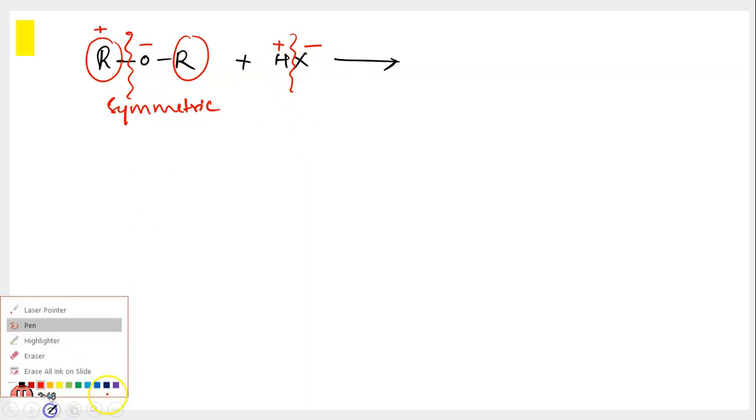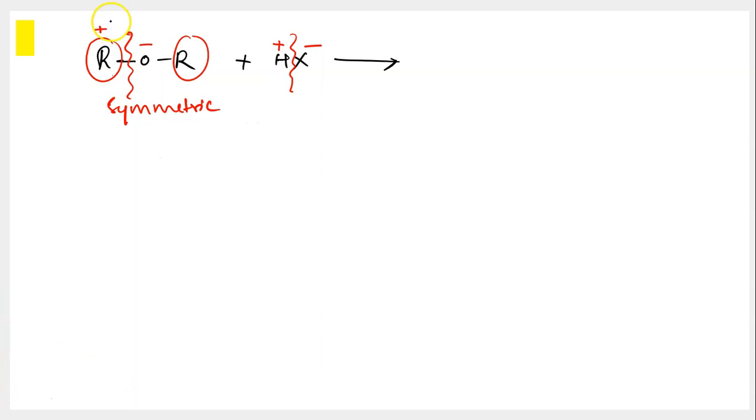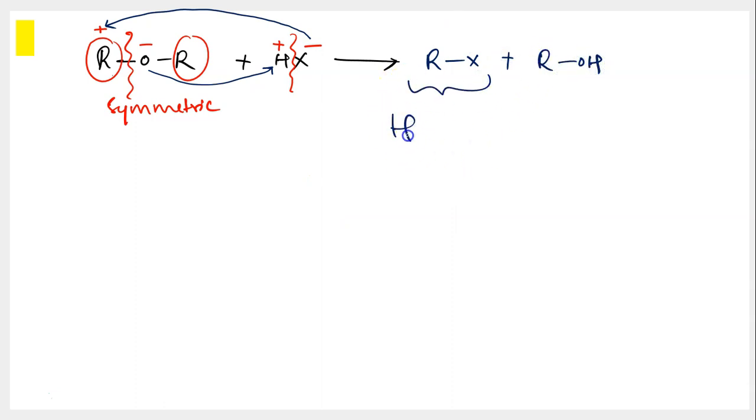Now the opposite charges attract each other. This R plus alkyl group with positive charge would be attacked by X minus, and O minus would be attacked by H plus, leading to formation of RX. Along with RX, you're going to have ROH. So RX is nothing but a haloalkane and ROH is nothing but an alcohol. So what exactly is happening when a symmetrical ether is reacted in presence of hydrohalide? The symmetrical ether is breaking down to produce a haloalkane and an alcoholic molecule.